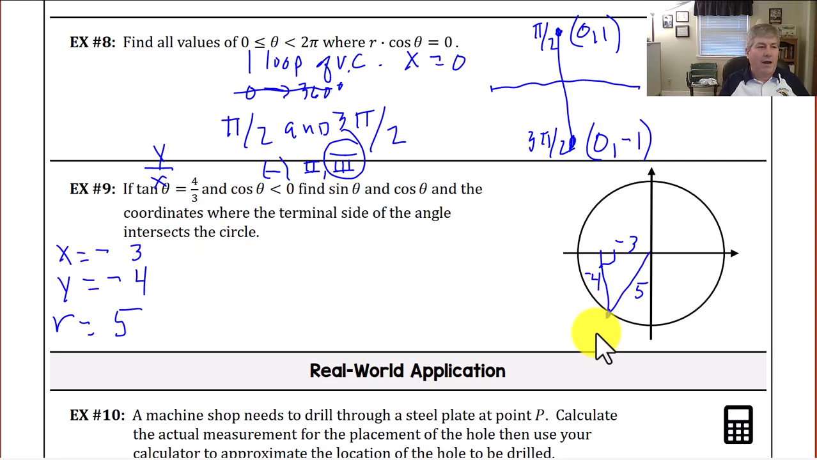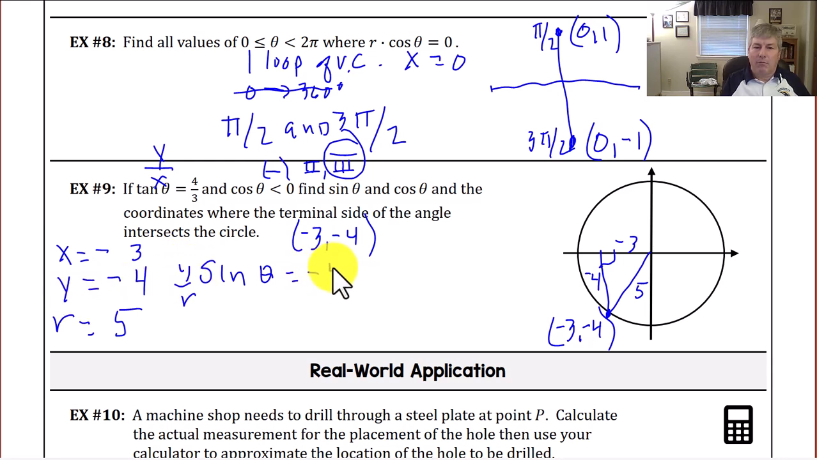So we want to find those ordered pairs. So our ordered pair is (-3, -4). We found that. And if we want to find the sine and cosine, so sine of theta is y over r, so -4 over 5, and the cosine of theta is x over r, so -3 over 5.